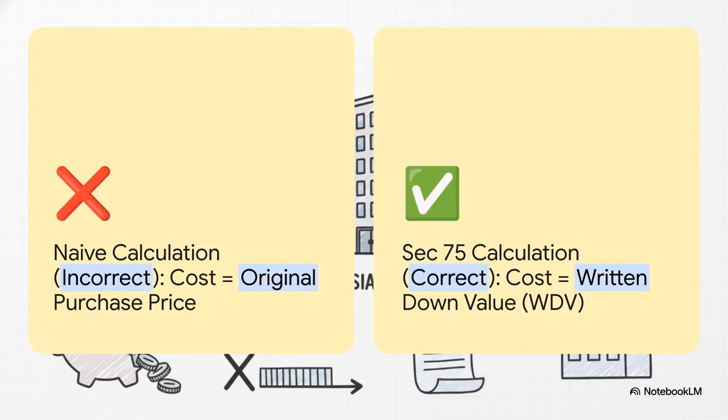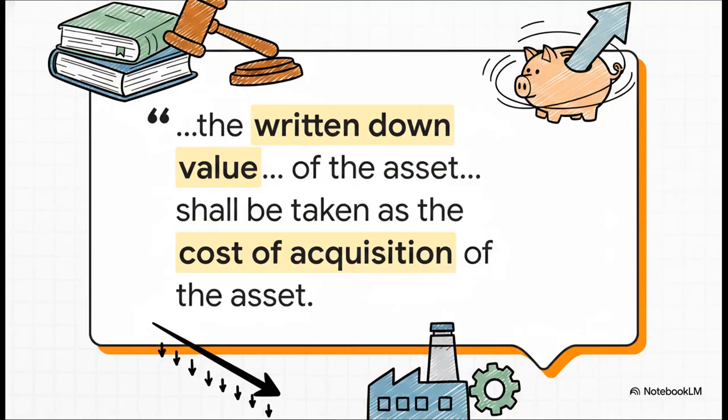This slide really highlights the most common mistake people make. Our brains want to use the original purchase price as the cost. It just feels intuitive. But it's wrong. Section 75 is crystal clear on this. When you're calculating capital gains on a depreciable asset, the cost of acquisition is its written down value at the moment of sale. And this isn't just someone's interpretation. It's spelled out right there in the law.